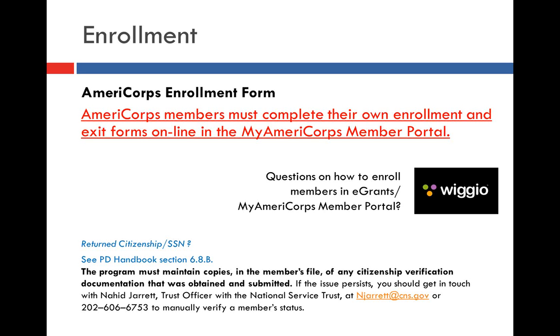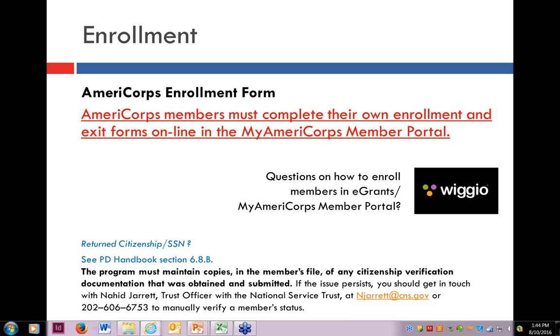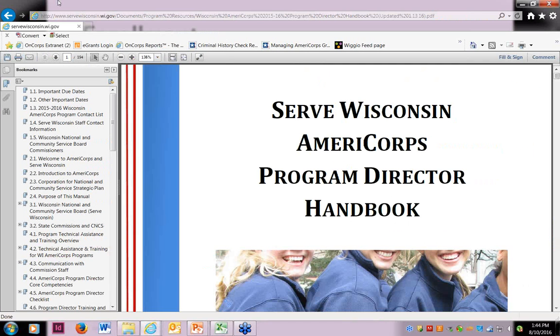Luckily, Serve Wisconsin has been able to work with the corporation to let us use our eligibility form as proof and identification that these steps have been covered. We have a contact at the trust. Currently it is Nahid, and her contact information is on the screen right now, but you can also find her contact information as well as a ton of information on enrollment, eligibility, just generally running your program in the Serve Wisconsin Program Director Handbook.